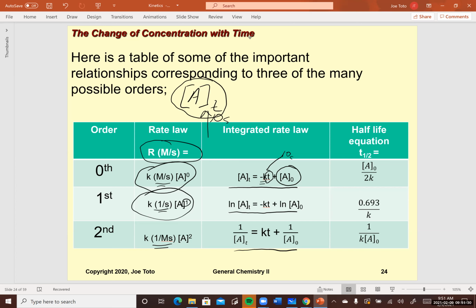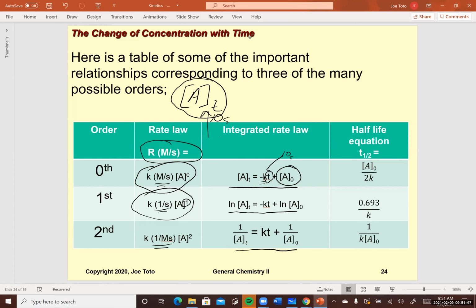Any questions on that so far? So we're kind of getting into math a little bit here. All right, so that means we can track changes of concentration in time.